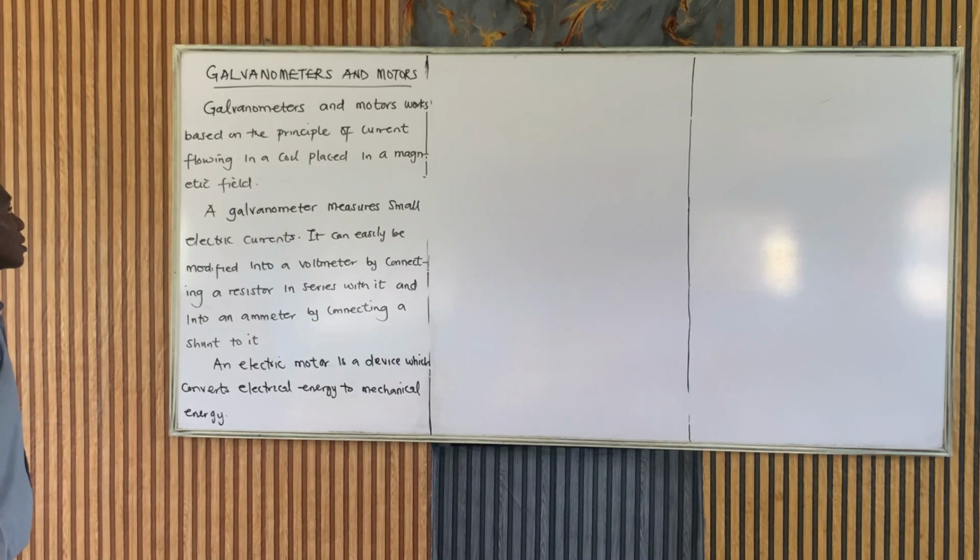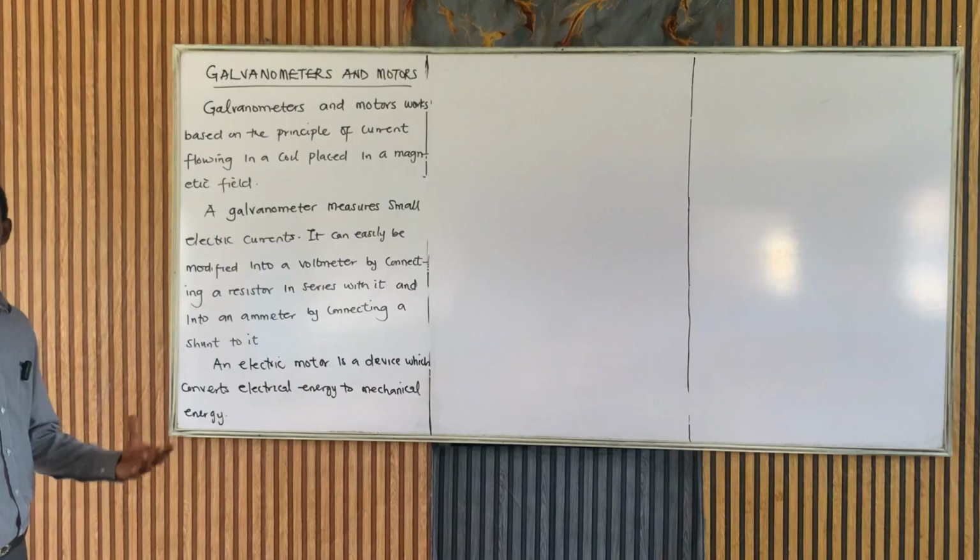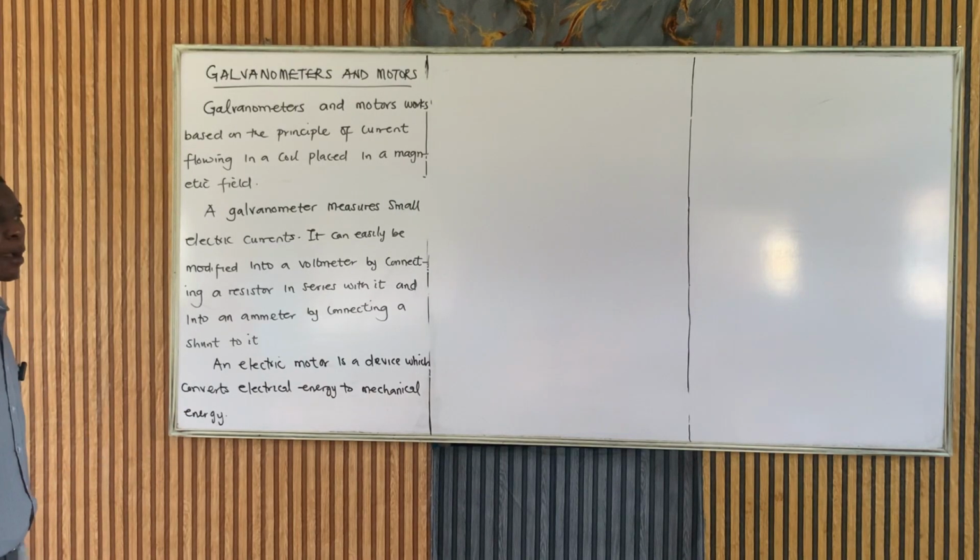Galvanometers and motors. These are devices which work on the basis of current flowing in a coil placed in a magnetic field. A galvanometer measures small electric current, and it can easily be modified into a voltmeter by connecting a resistor in series with it, and also be converted to an ammeter by connecting a shunt to it. You see, electric motors are devices which convert electrical energy into mechanical energy.